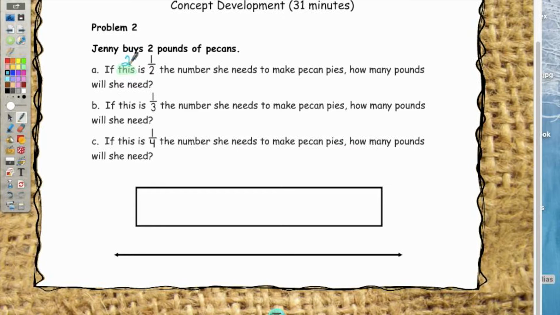Okay, so it's really a 2. I'm going to substitute a 2 for the word "this" in all 3 of these problems because that's more specific and that's giving us more information. So if 2 is half the number she needs, what's my denominator? 2. So I need 2 equal parts.